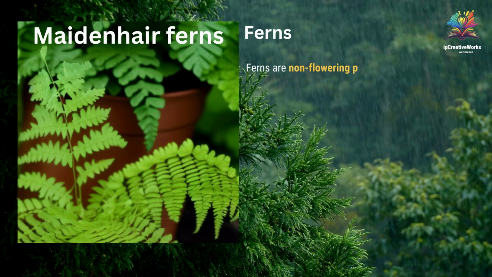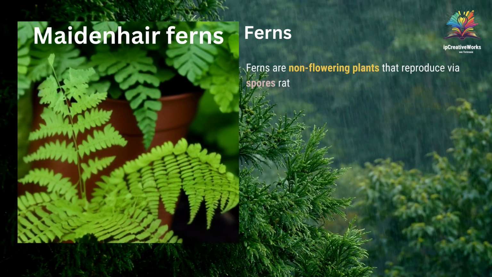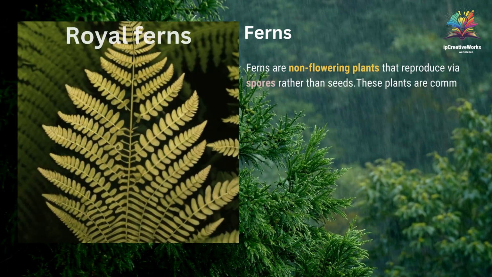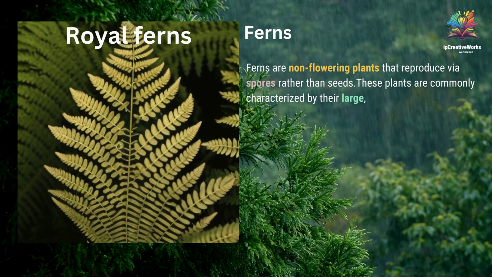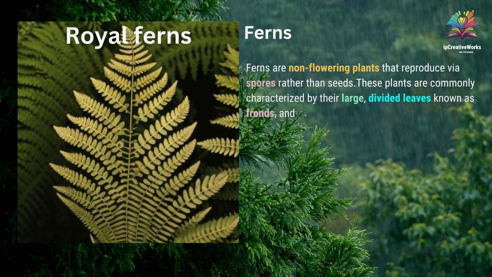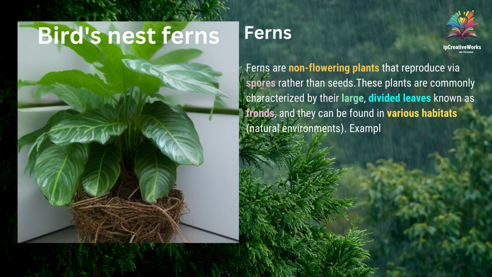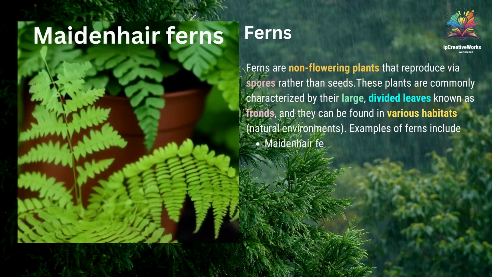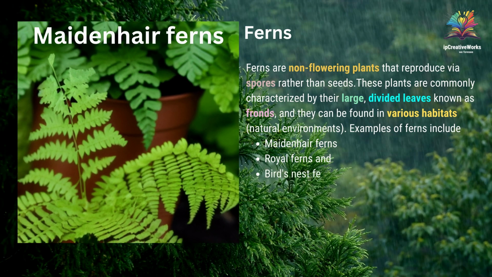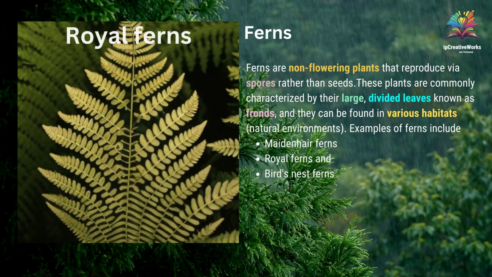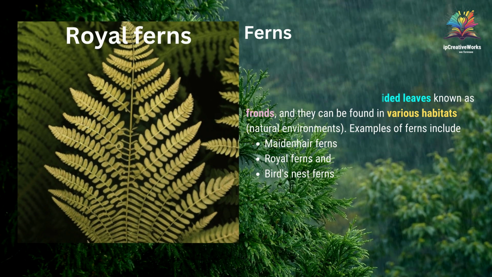Ferns are non-flowering plants that reproduce via spores rather than seeds. These plants are commonly characterized by their large, divided leaves known as fronds, and they can be found in various habitats and natural environments. Examples of ferns include maidenhair ferns, royal ferns, and bird's nest ferns.